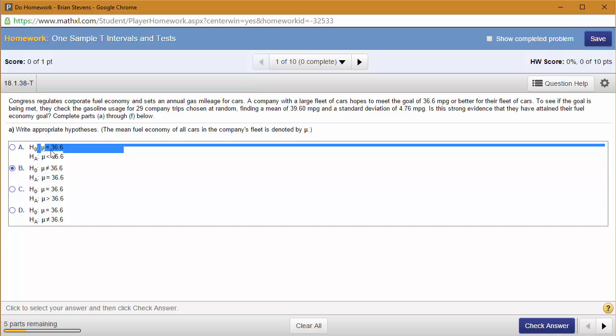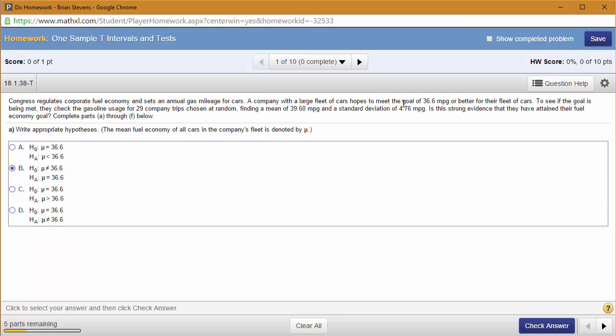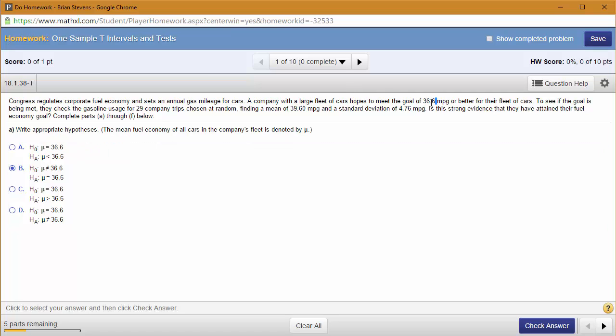The true mean miles per gallon that we are getting is equal to 36.6. Now, if you remember, that is our hypothesized value. This is mu naught. So this actually says mu equals mu naught. Very important that we realize mu naught is always going to be on the other side, whatever we hypothesize to be true according to the null.